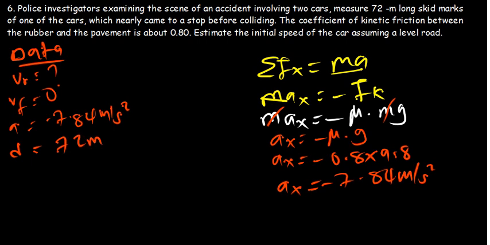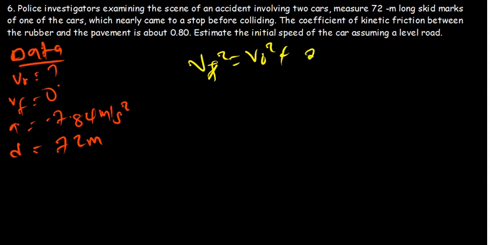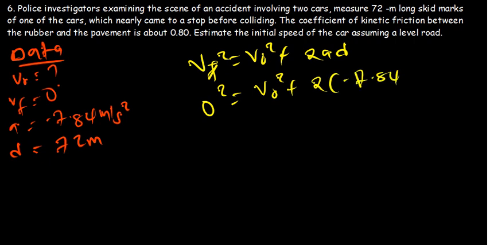So now we have our data. The moment you come up with the data, you ask which formula should I use. In the data, we don't have time. So we're going to use an equation which has no time, which is v final squared is equal to v initial squared plus 2ad. We want to calculate the what? The initial velocity. The final velocity is 0 squared. Then we have v initial squared plus 2 times our acceleration, negative 7.84, and the distance is 72.